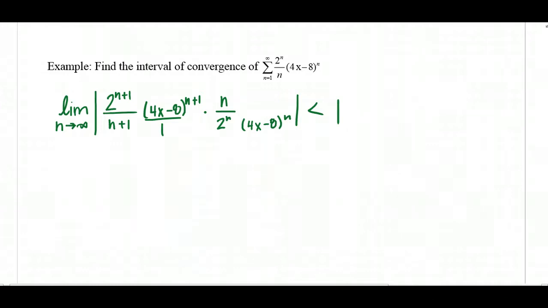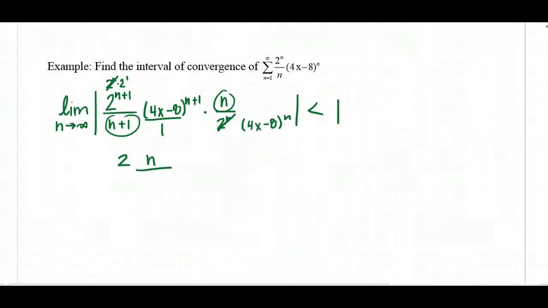So now there's a bit of simplifying to do. So let's take a look at the 2 to the n plus 1 and the 2 to the n. So this is 2 to the n times 2 to the 1. So this 2 to the n and this 2 to the n will cancel, because all this is multiplication and division. So from the 2 to the n plus 1 and 2 to the n, all I have left is the 2. So now let's compare the n and the n plus 1.